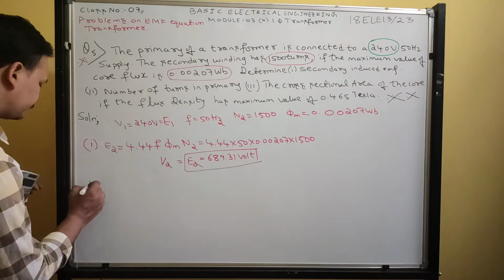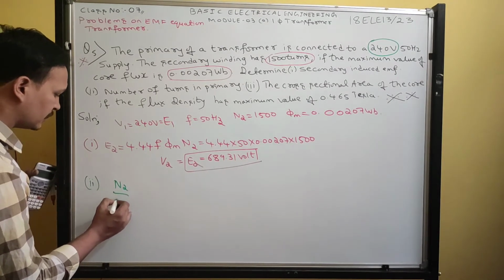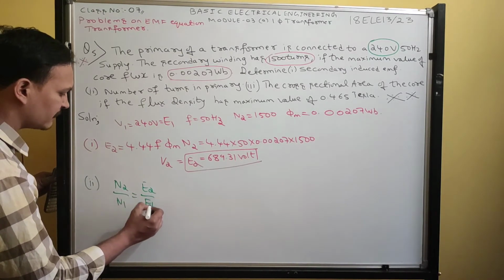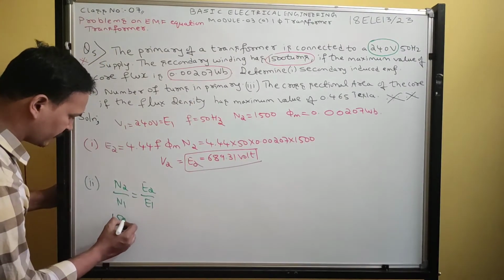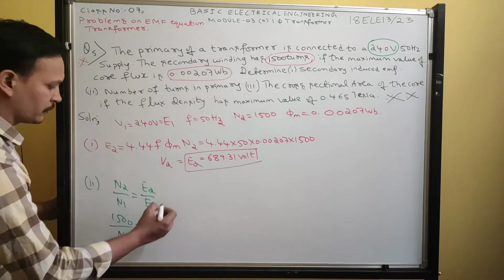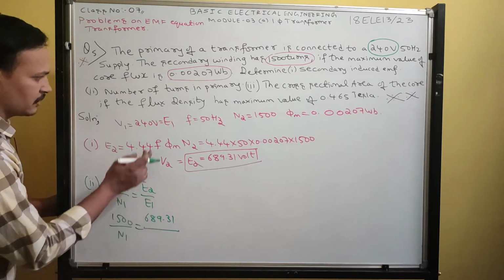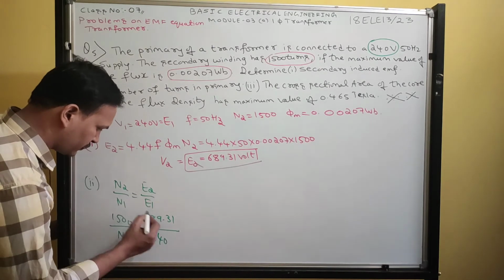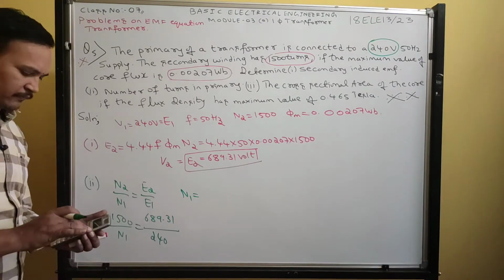So for the next question, you can use this formula: N2 by N1 is equal to E2 divided by E1. N2, the given number of secondary turns, is how much? 1500. N1 I need to find out. And what is E2? 689.31. And what about E1? E1 is the same as V1. So very good, 240 volts. So solve this equation. By solving, we get N1, the number of turns.